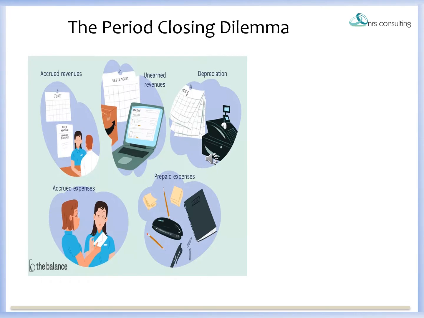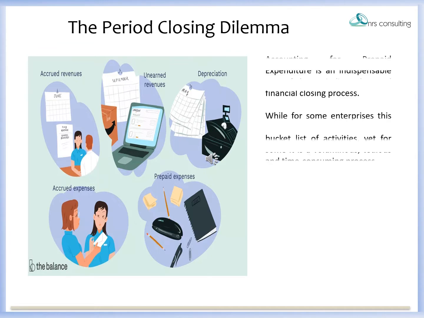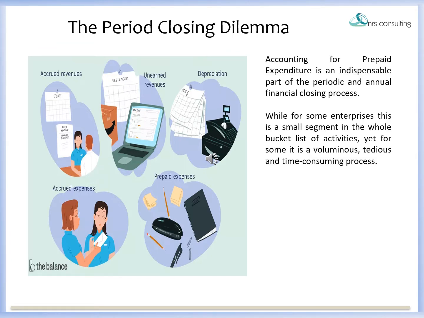The period end, or for that matter, annual financial closing process, calls for a lot of estimations and adjustments pertaining to assets, liabilities, incomes, as well as expenditure. Accounting for prepaid expenditure is an indispensable part of the periodic and annual financial closing process. While for some enterprises this is a small segment in the whole bucket list of activities, for some it is a voluminous, tedious, and time consuming process.